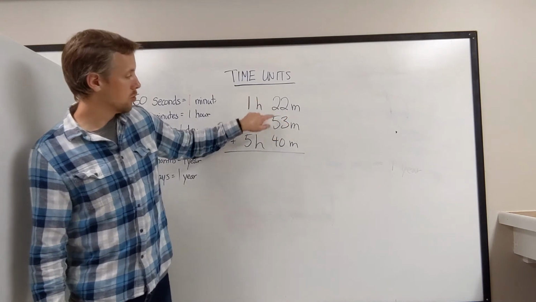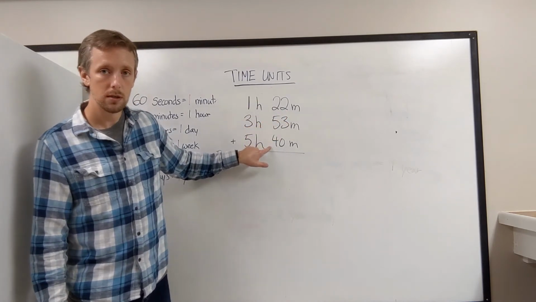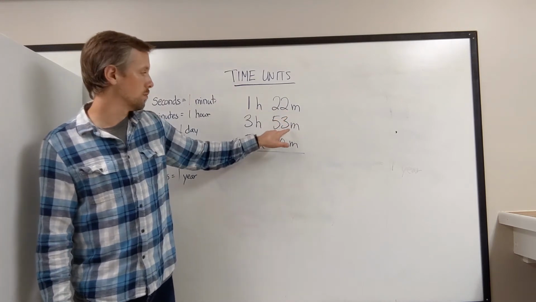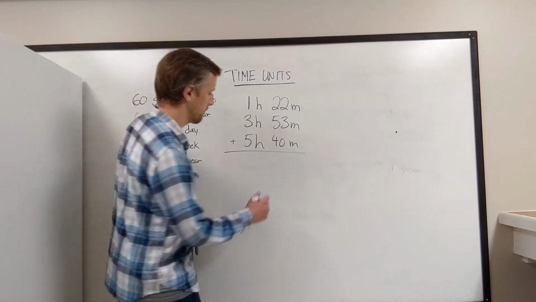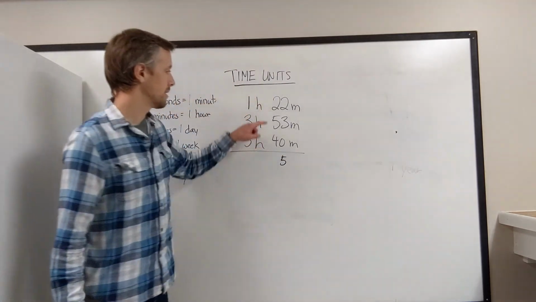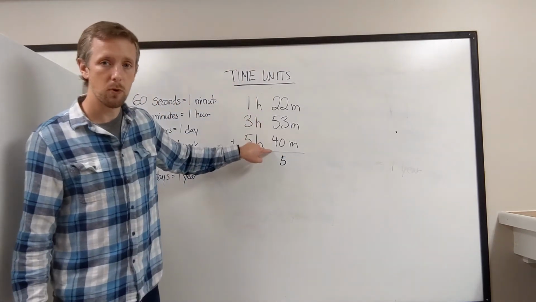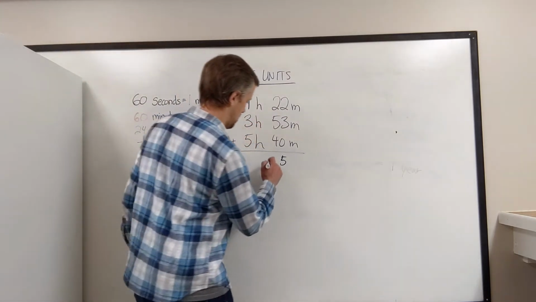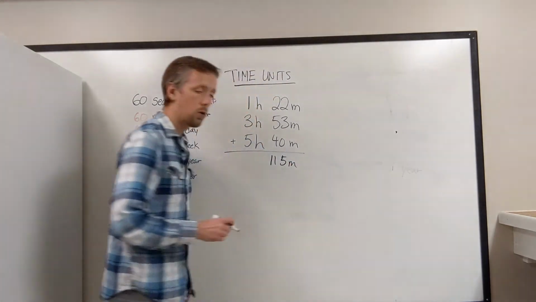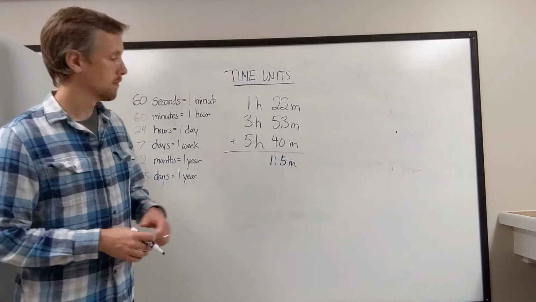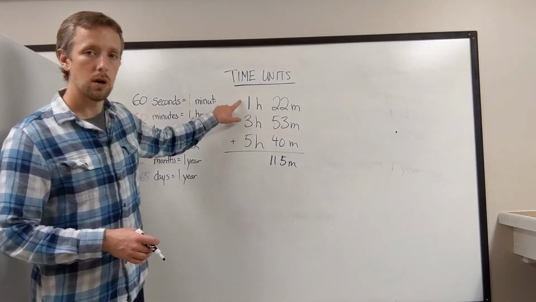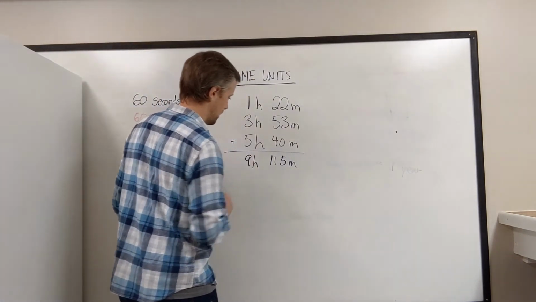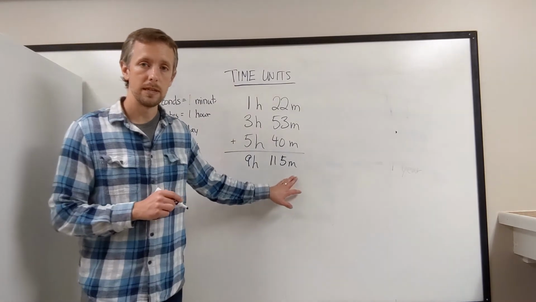So we're adding 22 plus 53 plus 40. And to do that kind of addition problem, we start with the units here. We add 2 plus 3 plus 0, that makes 5. And then we do the tens, 2 plus 5 plus 4. 2 and 5 is 7, plus 4 more is 11. So in total, we have 115 minutes. Now let's add up the hours. 1 plus 3 plus 5 makes 9 hours. So we have 9 hours and 115 minutes.